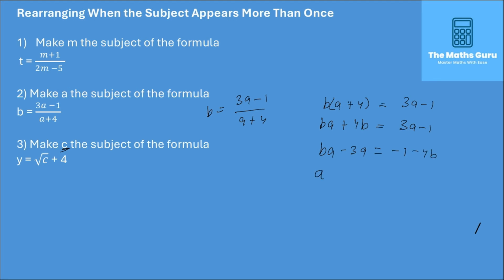Then taking a factor out of a, we get a times (b minus 3) is equal to minus 1 minus 4b. Now dividing through by the expression b minus 3, we will leave a alone on one side of the equation. So a is equal to minus 1 minus 4b over b minus 3. And that is our formula when a is the subject.